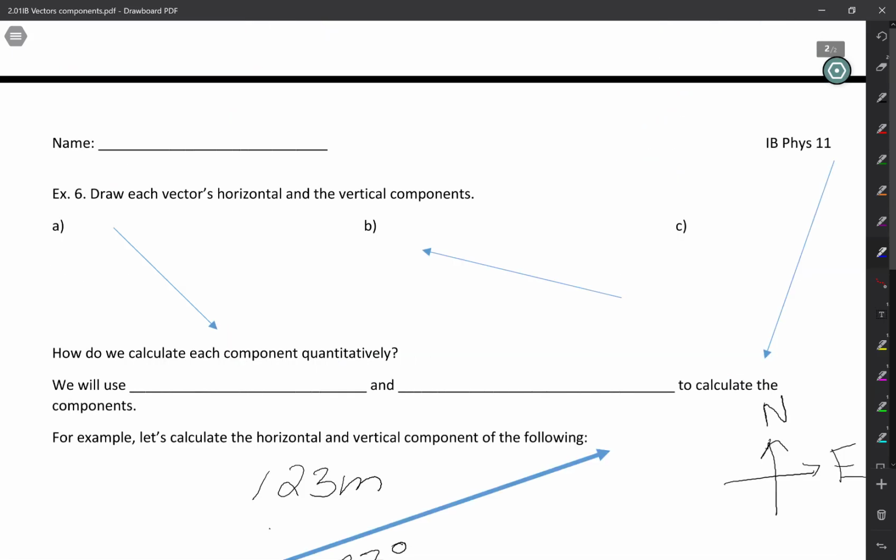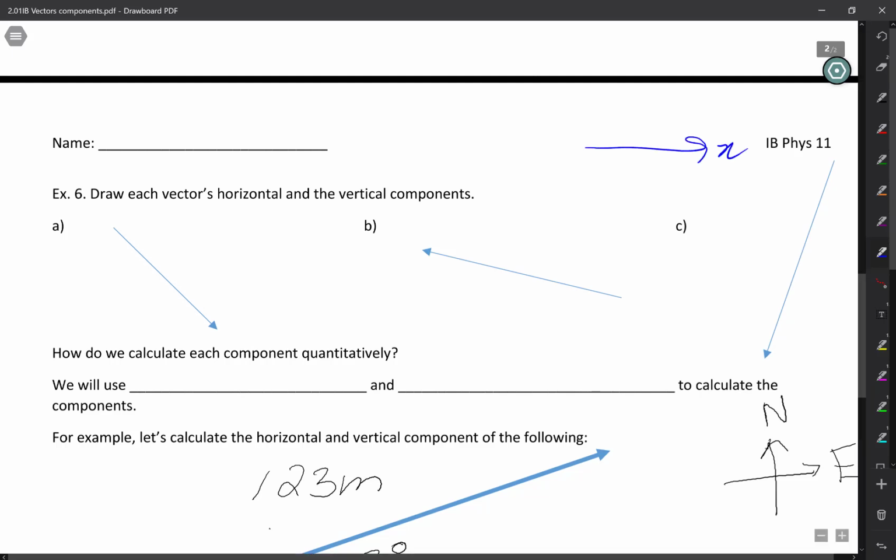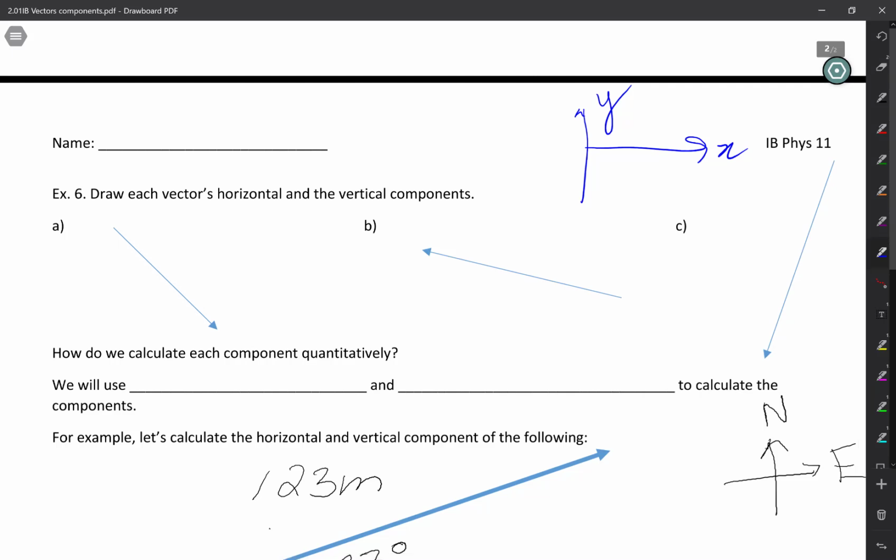Here I have some examples of vectors. Now, when I say breaking a vector down in its horizontal and vertical components, I mean that a vector in a 2D space will have part of its motion in the x direction, meaning along the x-axis or horizontal direction. It will have part of its motion in the y-axis or the vertical direction. What we want to do is find out how much it goes up and down, or in the vertical direction, versus along the horizontal direction or in the x direction.